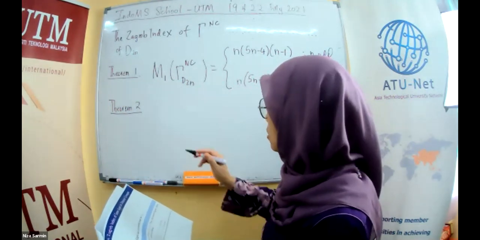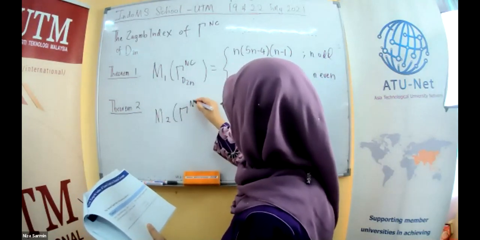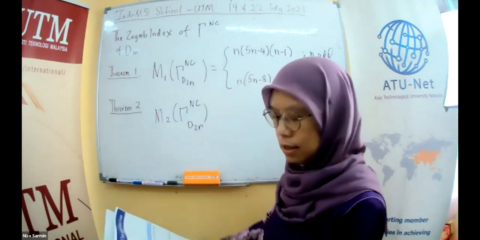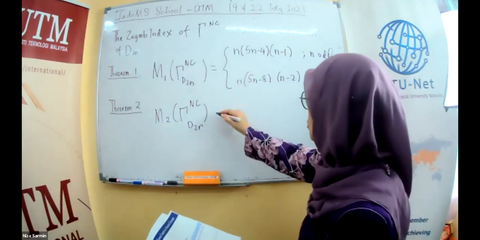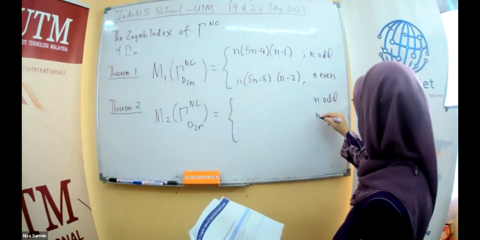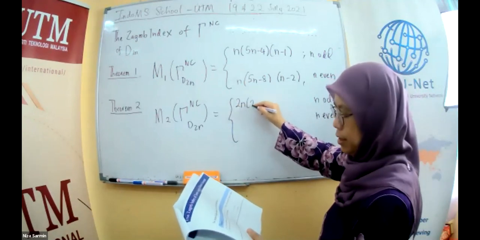Okay, now this one is M2, the second Zagreb index of the non-commuting graph of D2n, right? Also, we have two cases. And this is with all the squares, right?